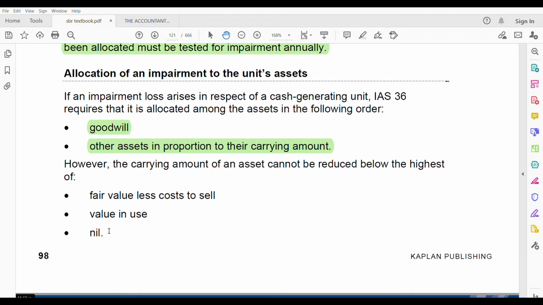The carrying amount of an asset will not go below zero. You can never reduce it below zero. Let's say fair value less cost to sell is 10, value in use is 20, and this is nil. So 10, 20, 0. Which one is the highest? 20, value in use.